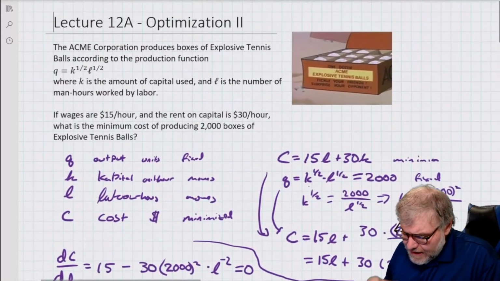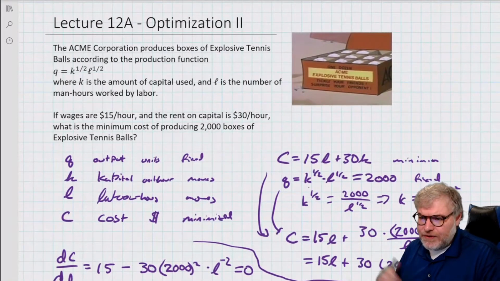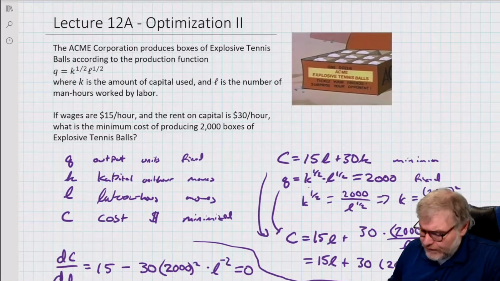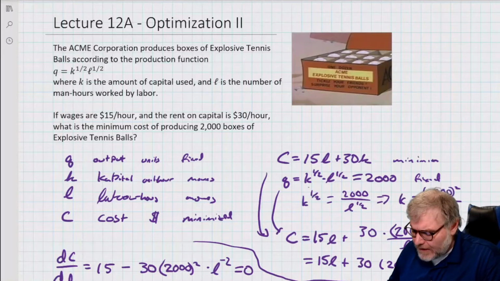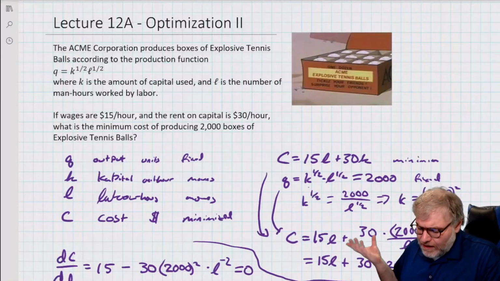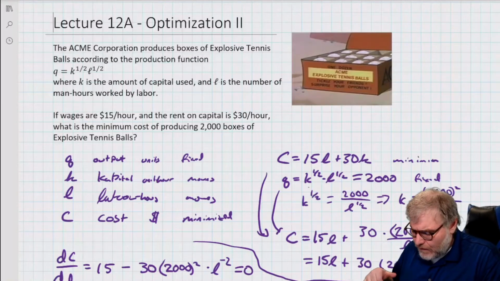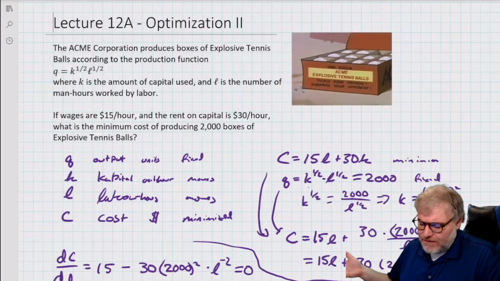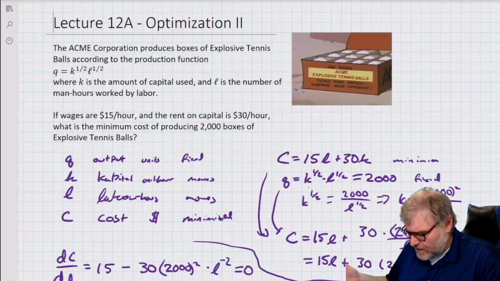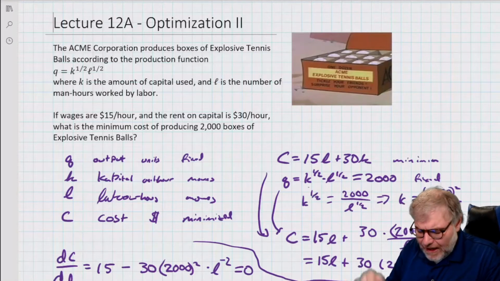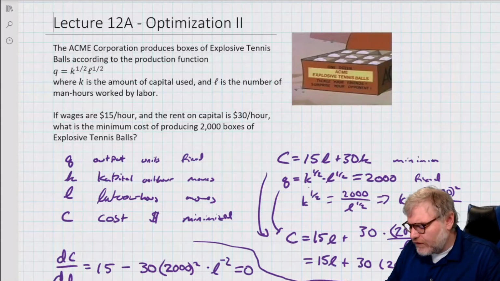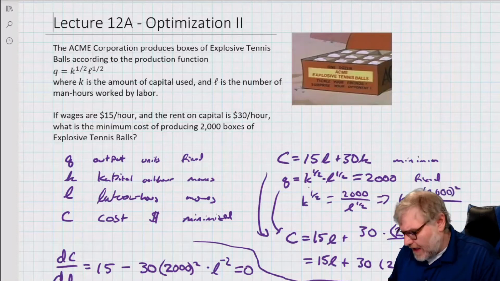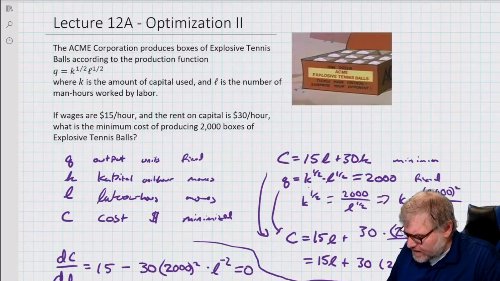So let's say the Acme Corporation produces explosive tennis balls, and I have some production function that looks like that. Labor costs $15 an hour. Rent on capital costs $30 an hour. What's the least expensive way of producing 2,000 boxes of explosive tennis balls? So I have my output, my capital, my labor, my cost, and all of these little fun things that we had last time. We minimize the cost subject to this quantity, which is fixed.